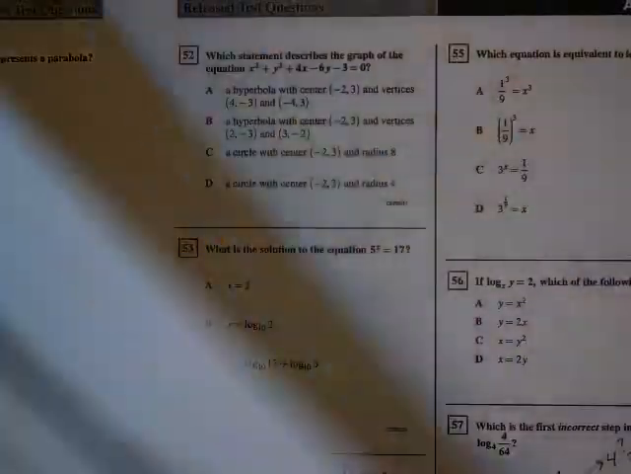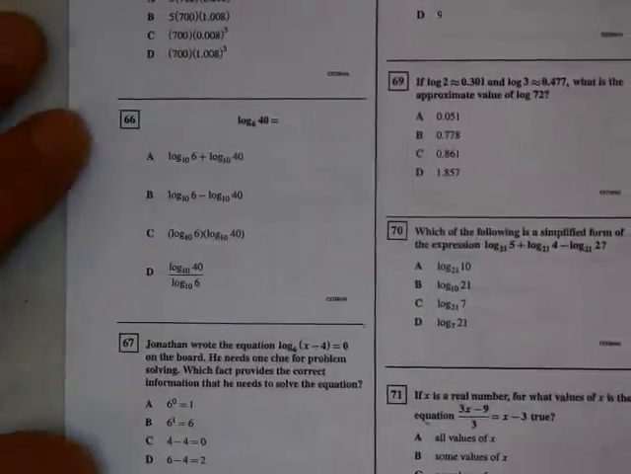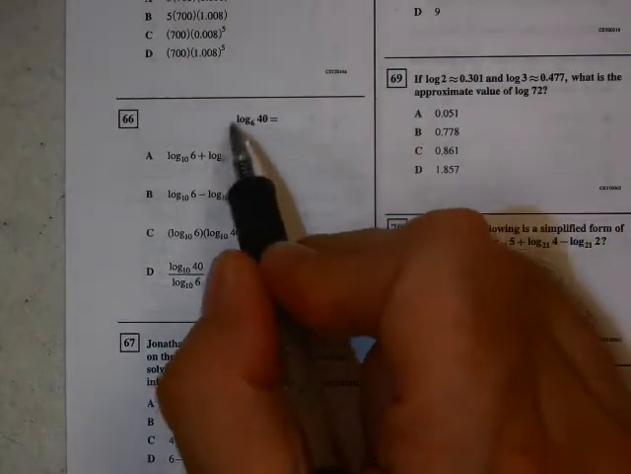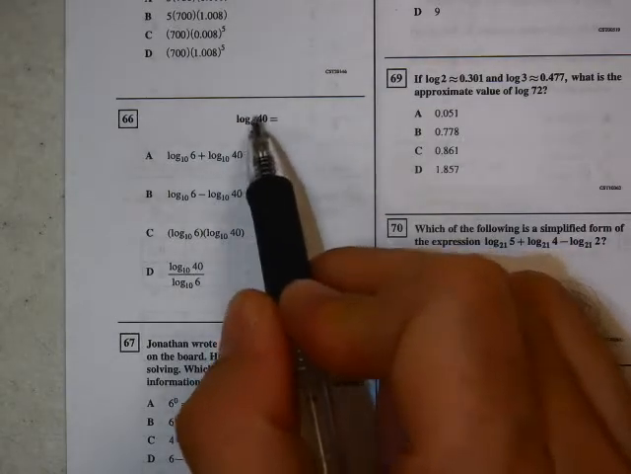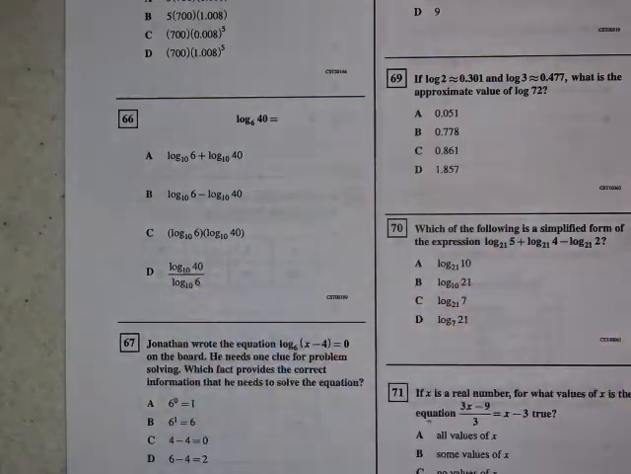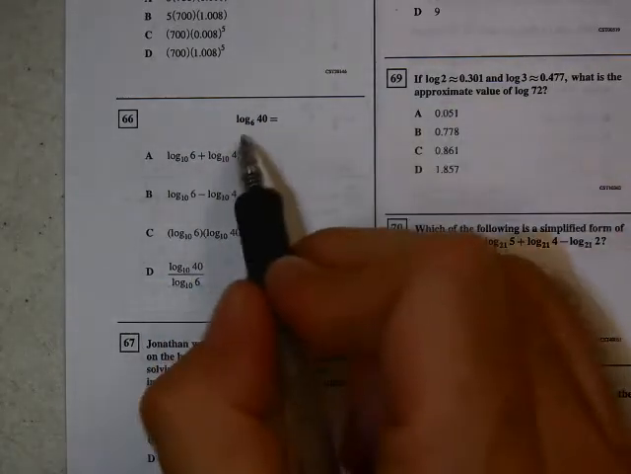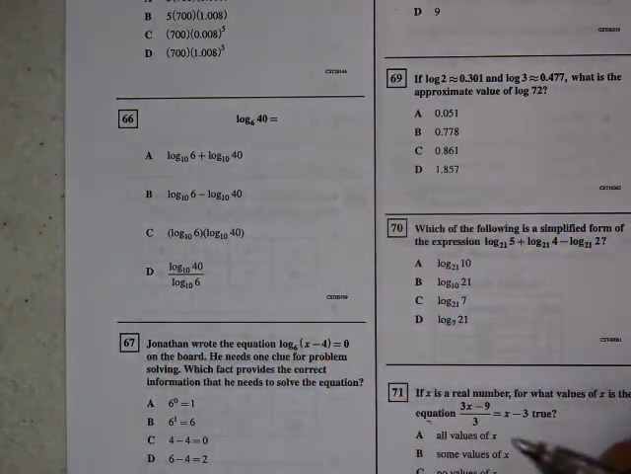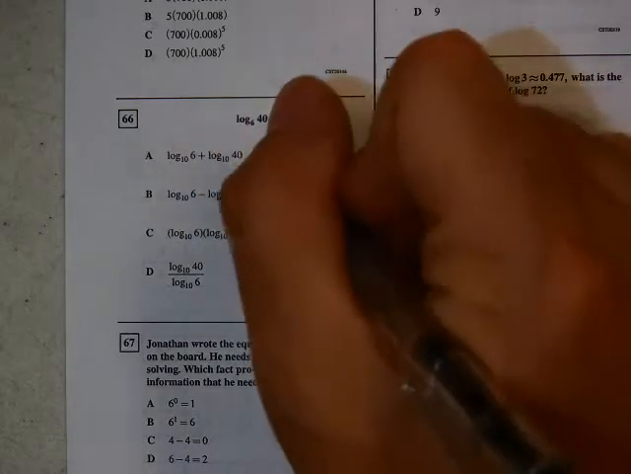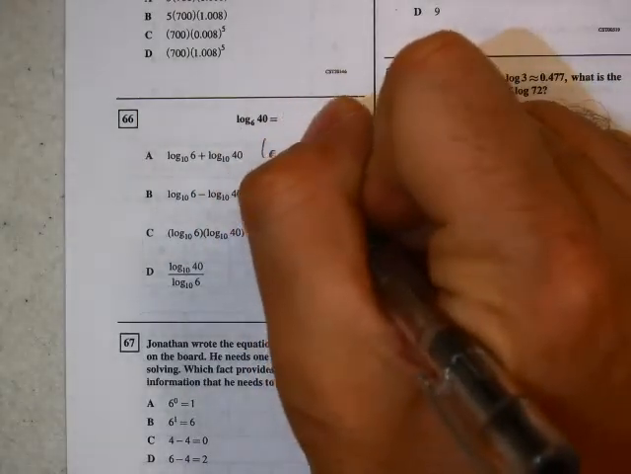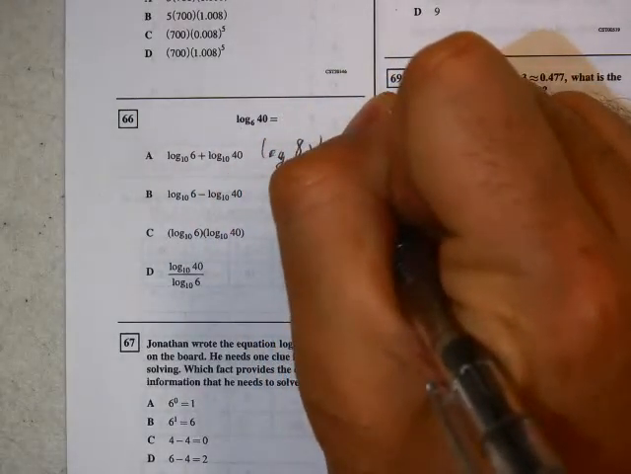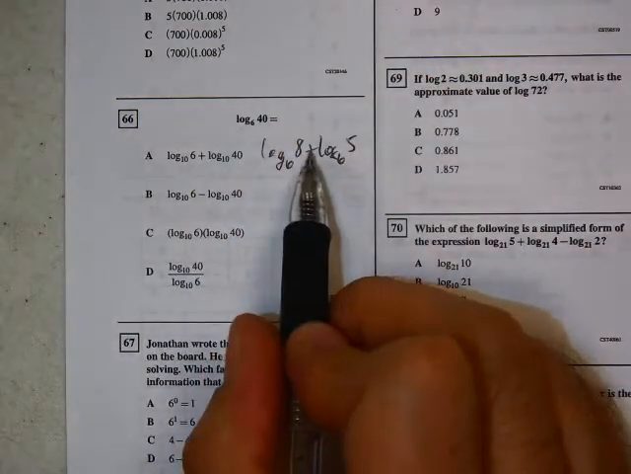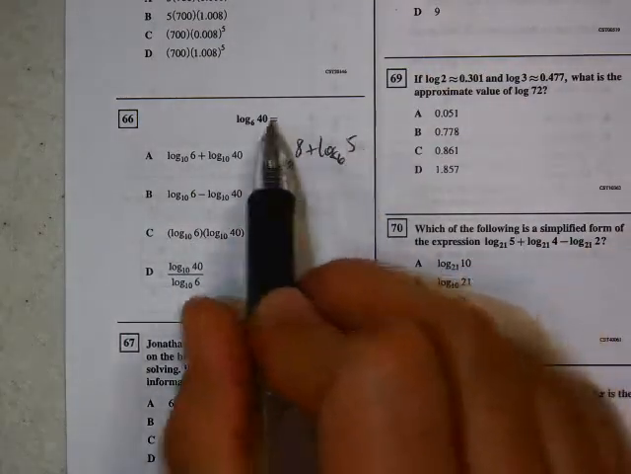Skipping ahead again, 66. Here they're giving us just a simple log. We don't have to find an error or anything. We're asked to take this log. This should equal one of these when they're expanding. Now, the one thing that you could do, you could split up the 40 and make it 8 and 5. And you could do a log base 6 of 8 plus log base 6 of 5, because the addition in the logs means multiplication. 8 times 5 is 40.